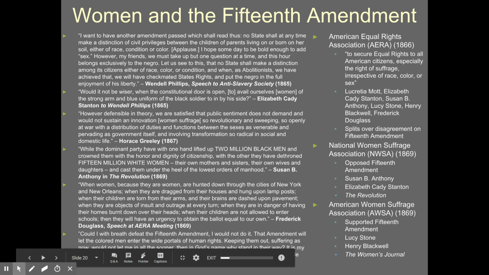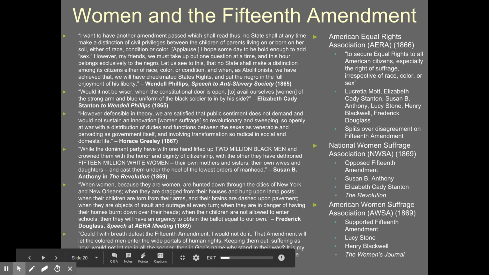And then in 1877, Rutherford B. Hayes is going to withdraw troops and abandon the free blacks, scalawags, and carpetbaggers, and thereby nullify the 14th and 15th Amendments. That goes back to your states' rights. All right. Remember, women thought that if African Americans were going to get the right to vote, then women should as well. They are not going to be included in the 15th Amendment.